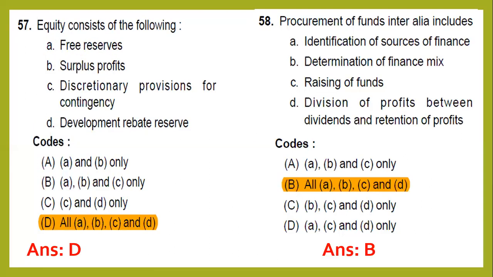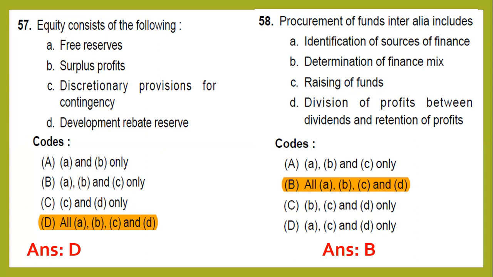Next, we go to the 57th question. Equity consists of the following. All of A, B, C, D are included: free reserves, surplus profit, discretionary provisions for contingency funds, development rebate reserve. So this is how it is related. Therefore, all are included, and the correct option is D.